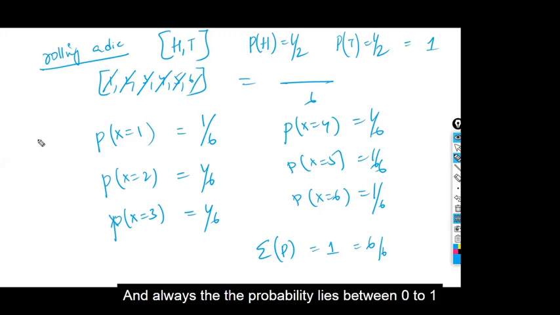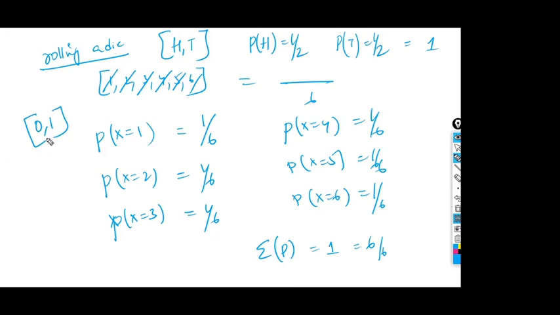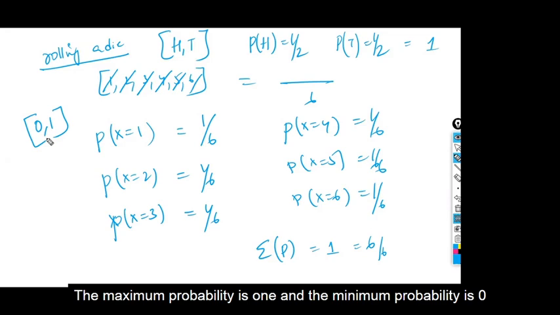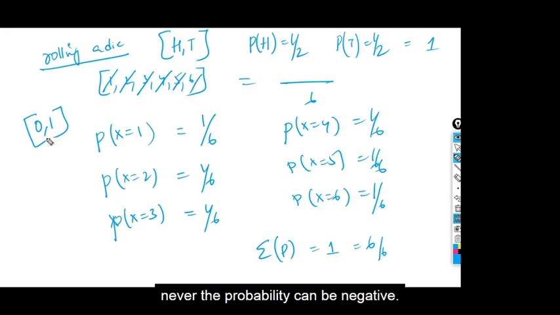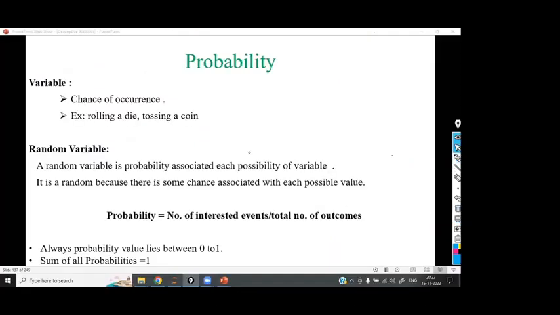And always the probability lies between 0 and 1. The range of probability is between 0 and 1, where 0 is possible, 1 also possible. The maximum probability is 1 and the minimum probability is 0. Never can the probability be negative. It is not possible. Now, let me explain with a very simple example.